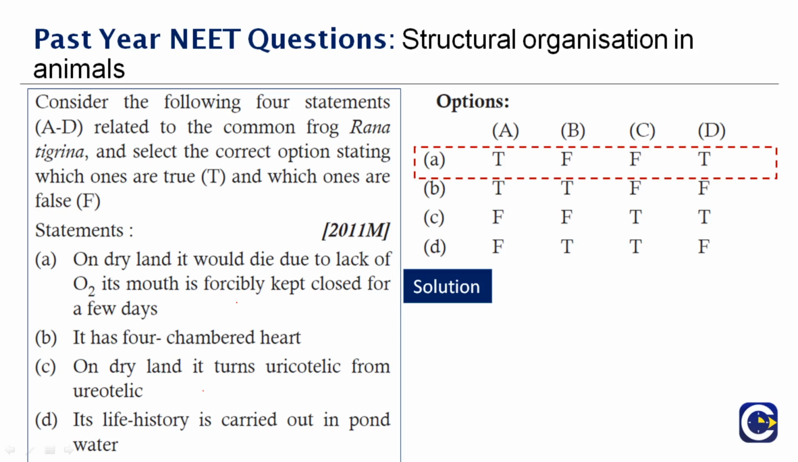So we are talking about the frog. It's an amphibian. See, it requires water and it requires land also. It can survive in both. But imagine there is no water at all, what will happen? Obviously, it will die because it is dependent on both. So that is why the first option goes as true. It will die because there is no oxygen for it. Therefore, the correct answer is option A.